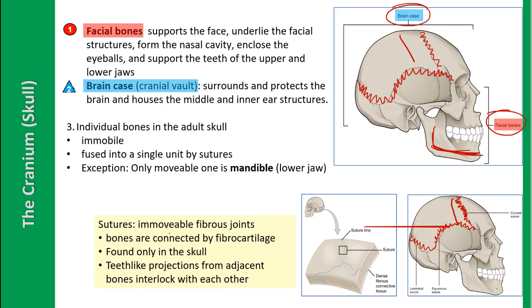So sutures are an example of immovable fibrous joints. We're going to look at that two lectures away, when we look at the muscles and joints. You can see here their teeth-like projections interlock with each other, and these sutures are found only in the skull, right? They're a special feature of the bones of the skull, with the exception of the mandible.